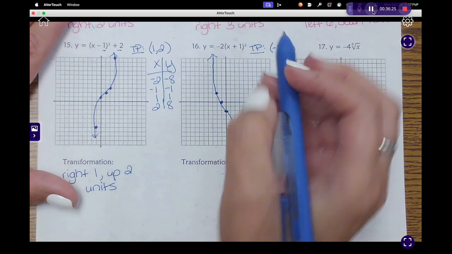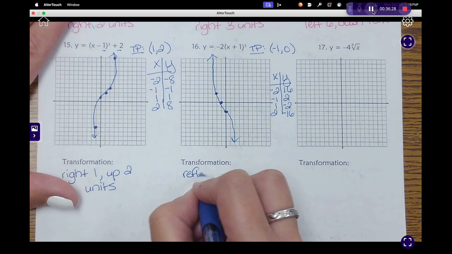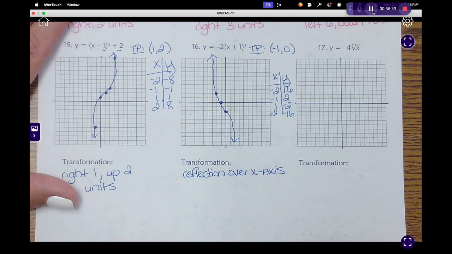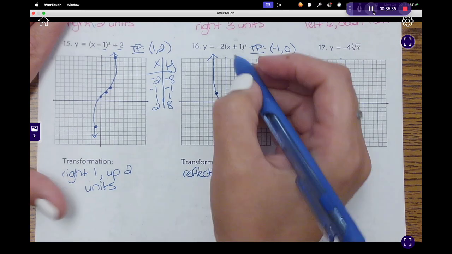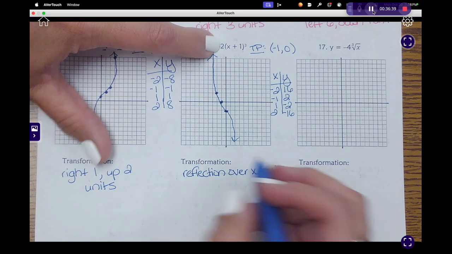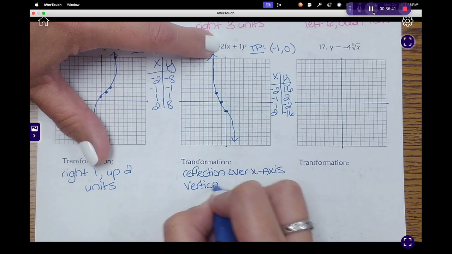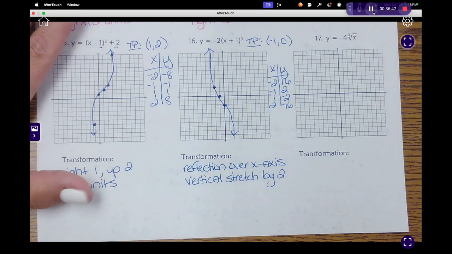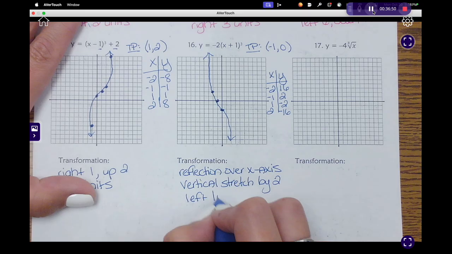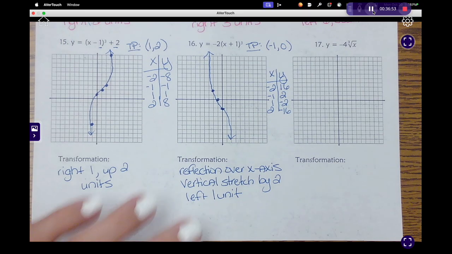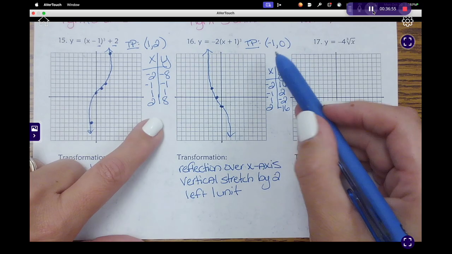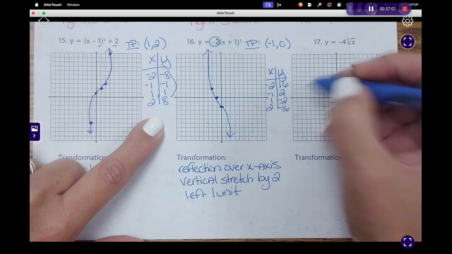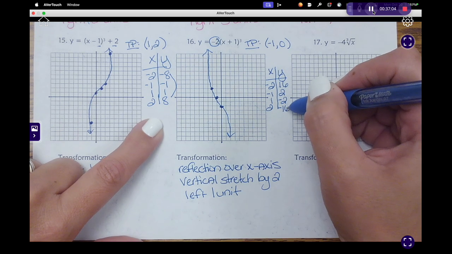So remember, because of this negative, that is a reflection over the x-axis. Okay, so the negative means it's a reflection over the x-axis, and then I take away the negative and look at the 2, and that is a vertical stretch of 2. And then the 1 on the inside tells me that it's going to the left 1 unit. Okay, so again, find your turning point, and then I had to change my table because of that a value. You take your a value and you multiply all of your y's by that a value, and that's where I got those new y values.